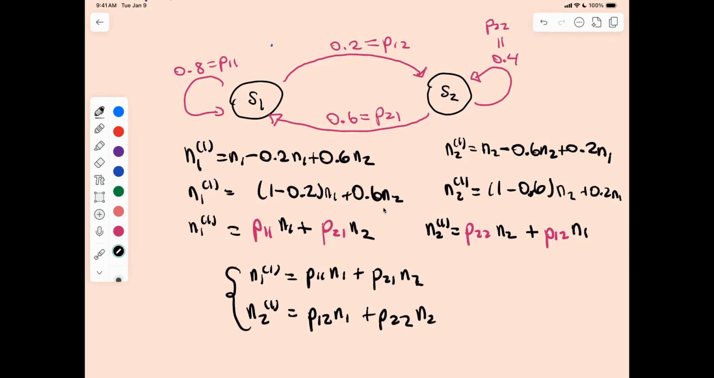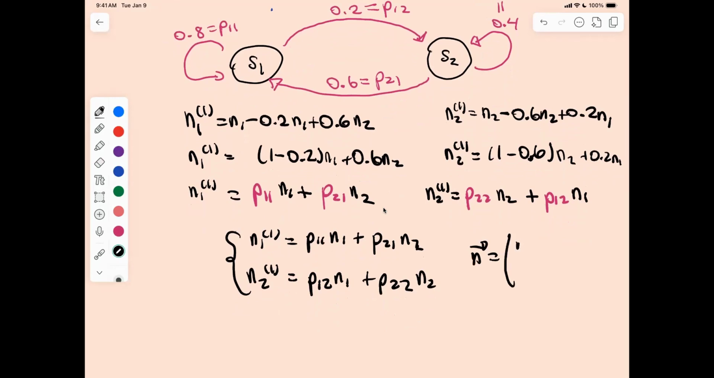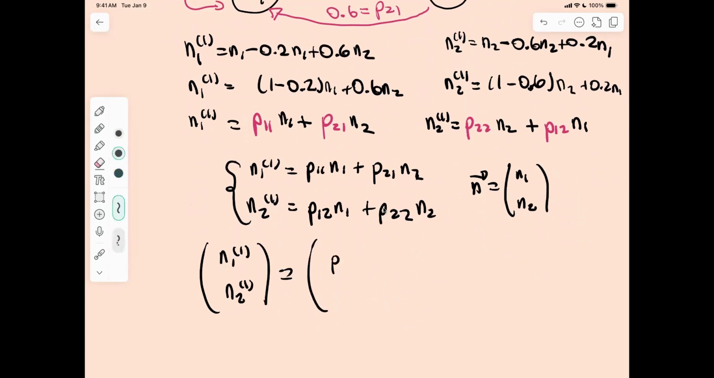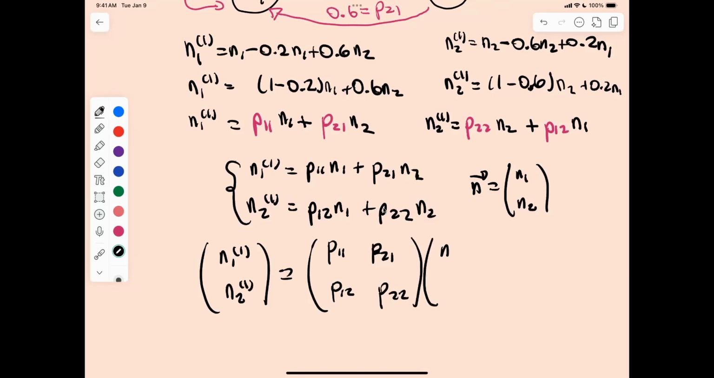And from there, if you think of a vector n to be the vector of the initial population, so you define a vector n to be n1 and n2, then what that says is that n11 and n21 is the matrix P11, P21, P12, P22 times n1 and n2. And this is after 1 year. Again, the 1 here just means this is after year 1.